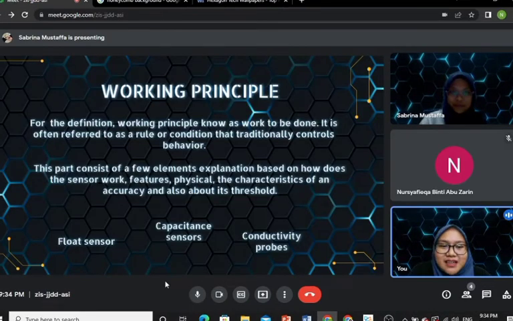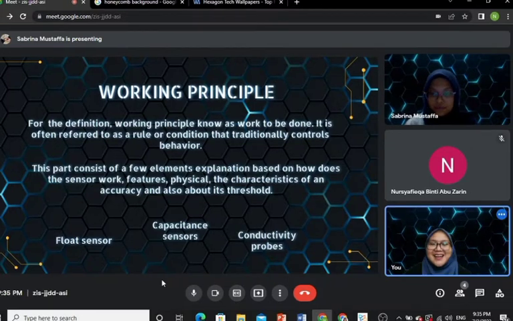My name is Nuhani Shaira and I will explain about the working principle. For the definition, we know that working principle is known as a work to be done. It is often referred to as a rule or condition that traditionally controls behavior. This part consists of a few elements: explanation based on how the sensor works, features, physically, the characteristic of accuracy, and also about its threshold. So these are three options or various kinds of sensors, which are float sensor, capacitance sensor, and conductivity probes. Next.